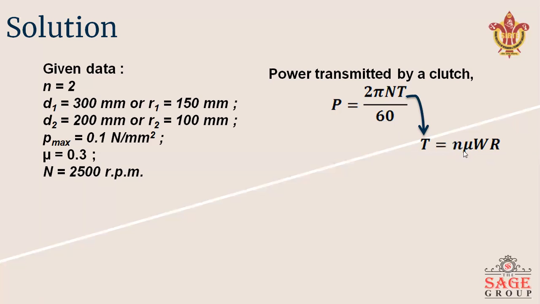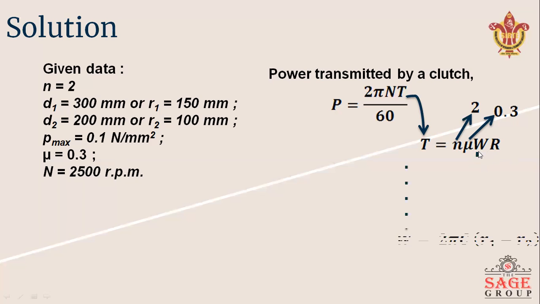So here the value of N is equal to 2, and mu is equal to 0.3. Now we have to calculate W, the axial load transmitted to the clutch, and the mean radius for uniform wear theory. So here the load transmitted to the clutch W is equal to 2 pi C times R1 minus R2, as we know. And here you can see that a new term, C, comes. What is the value of C, and how will we calculate it?